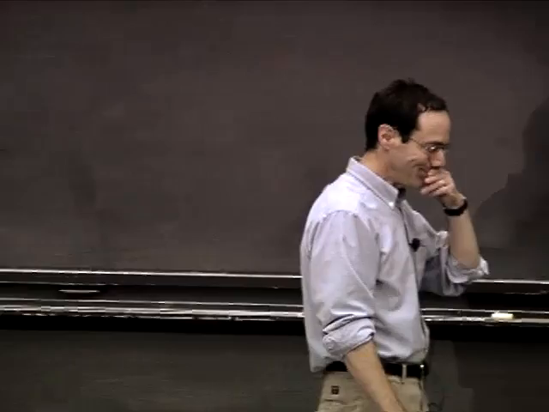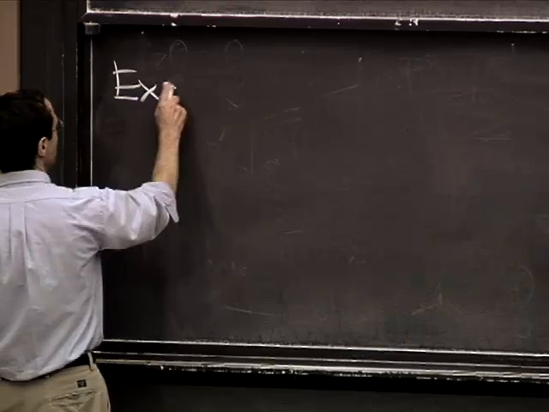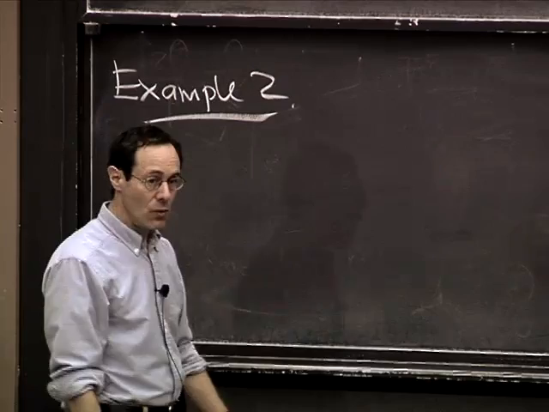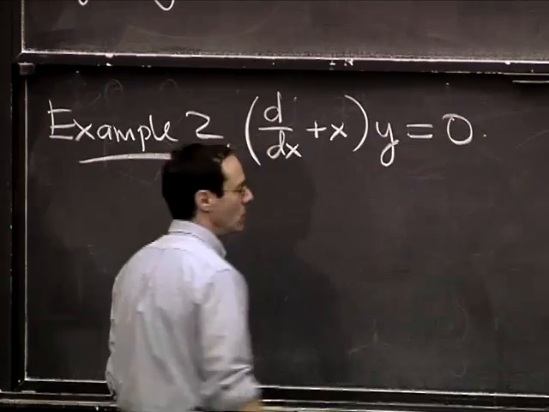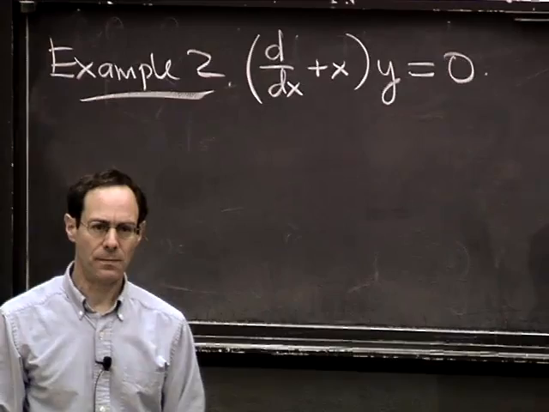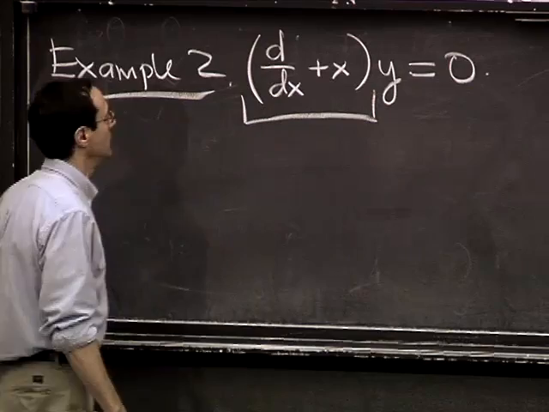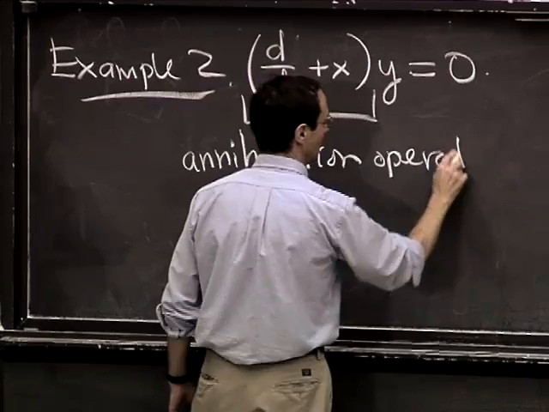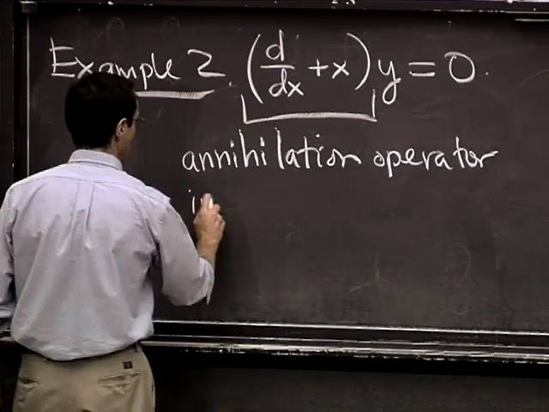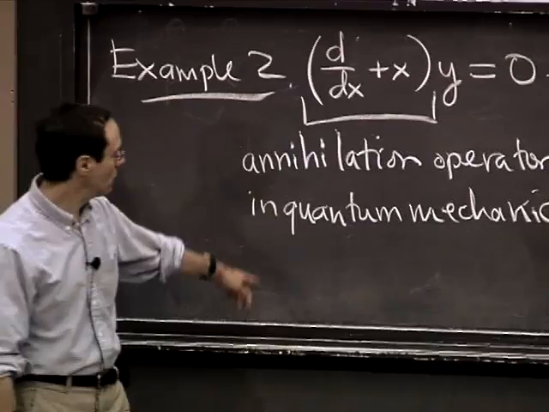Now, the first tricky example, or the first maybe interesting example of a differential equation, which I'll call example two, is going to be the following. d/dx plus x acting on y is equal to 0. So that's our first differential equation that we're going to try to solve, apart from this standard antiderivative approach. This operation here actually has a name. It's called the annihilation operator. And it's called that in quantum mechanics. And there's a corresponding creation operator where you change the sign from plus to minus.